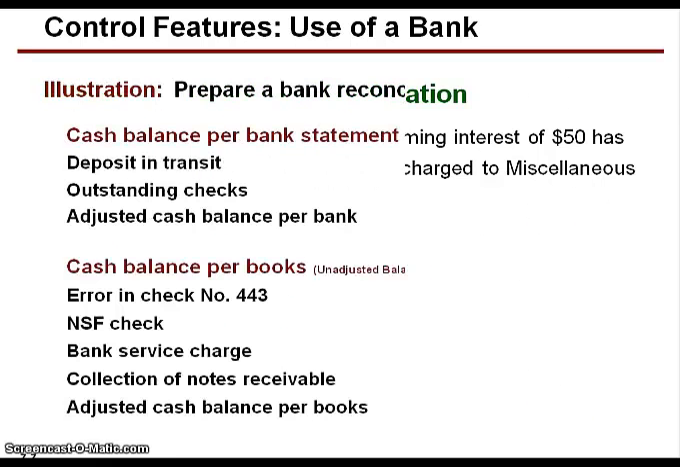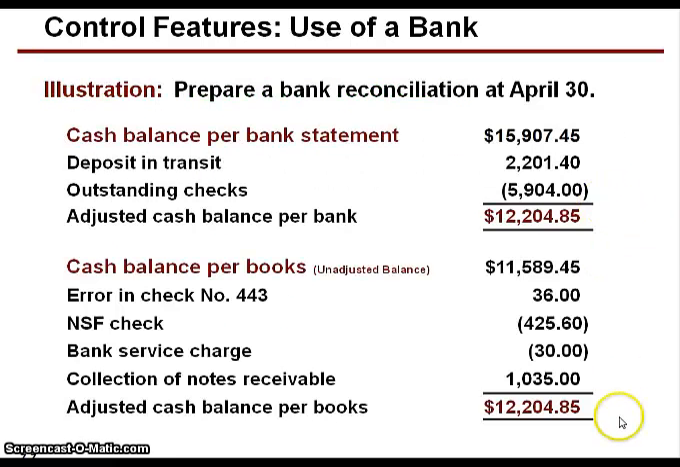All right, let me go back to this. So this is step one in the bank reconciliation process. We now know what the balance in our cash account should be. It should be $12,204.85. The problem we have is, though, that it is still $11,589.45. So we have to make adjusting entries for these four items in order to get the proper adjusted balance in our books. So let's go ahead and do that.